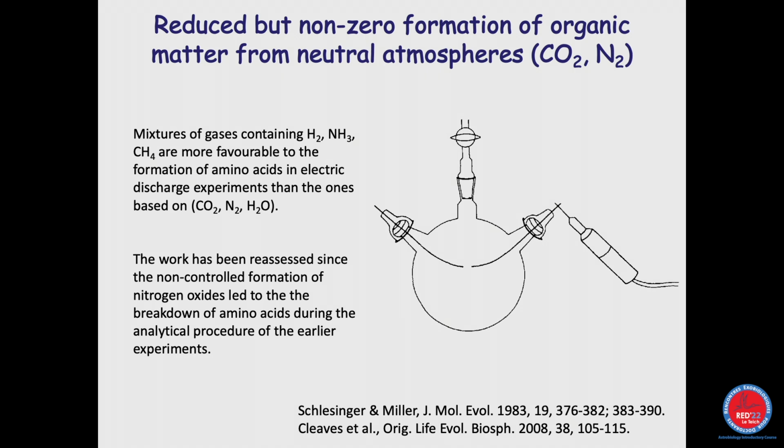And these nitrites were able to oxidize the amino acids and then destroy them before they could be analyzed. So they repeated the experiment by adding some crystals of calcium carbonate in the flask, and also by adding a reducing agent that was able to remove any traces of nitrite in the solution. And in this case, the yield of amino acids was slightly increased.